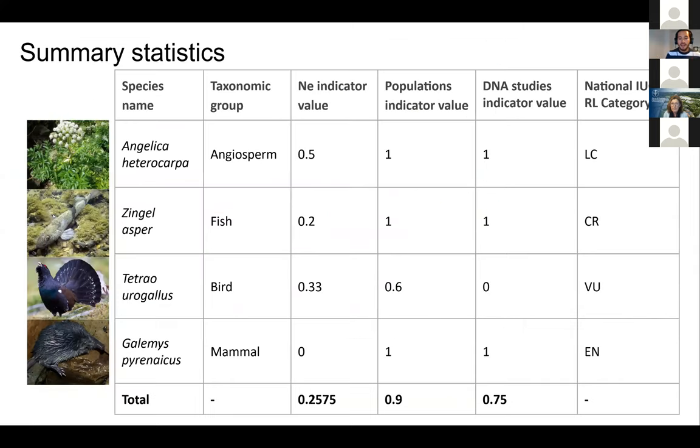So once we have calculated all the indicators for multiple species, we can estimate an indicator at the country level. And for this example, using four species, we have 0.25 for indicator one, 0.9 for the maintained populations indicator, and 0.75 for the DNA studies indicator.